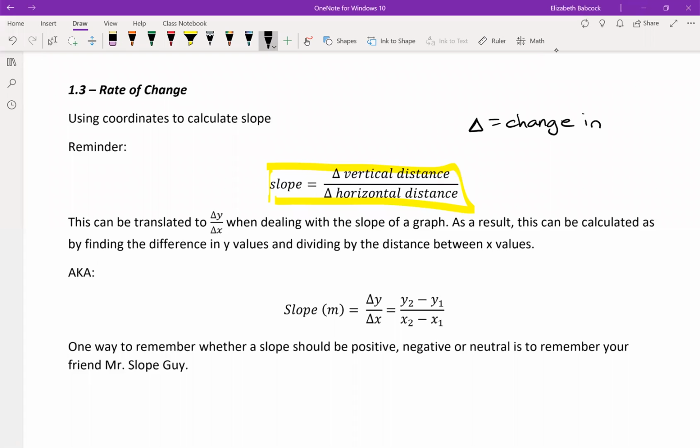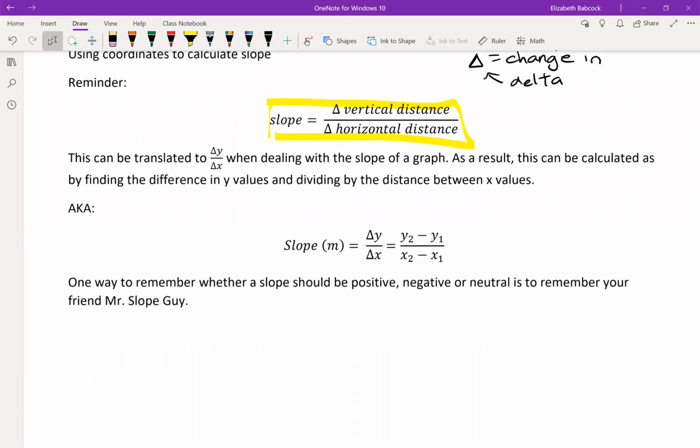This can be translated into delta, which is what that actually is. So that is delta. Delta y over delta x when dealing with slope of a graph. As a result, this can be calculated by finding the difference in y values and dividing by the difference between x values. So what that means is taking your y value from your point farthest down the line, minusing it from your y value closest. Then you do it again with your x's.